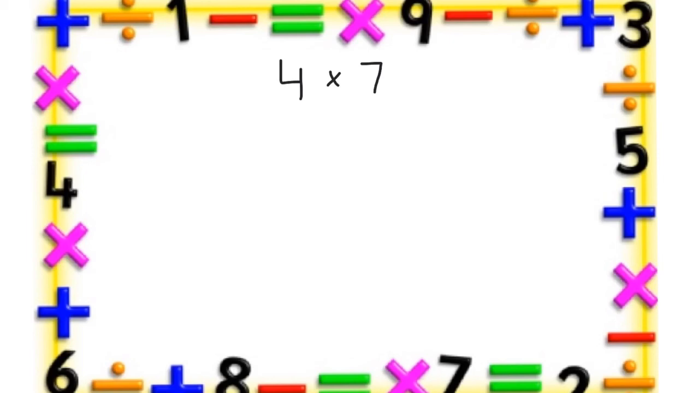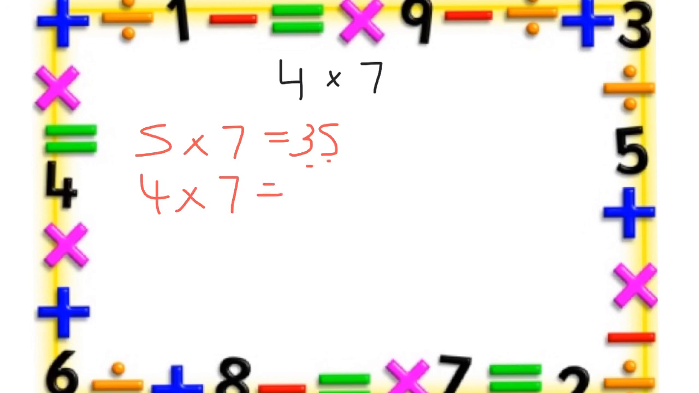So you could solve this in a couple different ways. If you really liked that subtracting a group, you might have used 5 times 7, which was 35. And so 4 times 7 would be 7 less, which is 28.